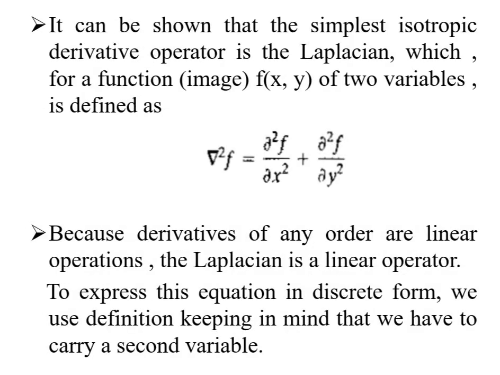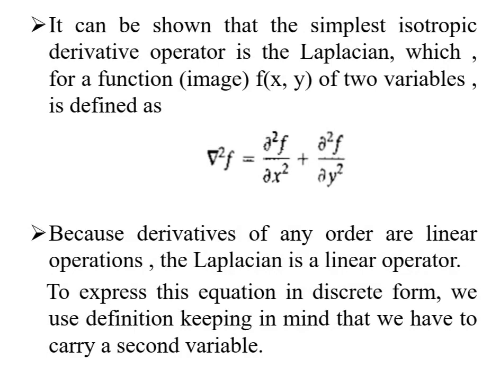It can be shown that the simplest isotropic derivative operator is the Laplacian, which for an image function f of x comma y of two variables is defined as del square f is equal to del square f upon del x square plus del square f upon del y square. Because the derivative of any order is a linear operation, the Laplacian is a linear operator.